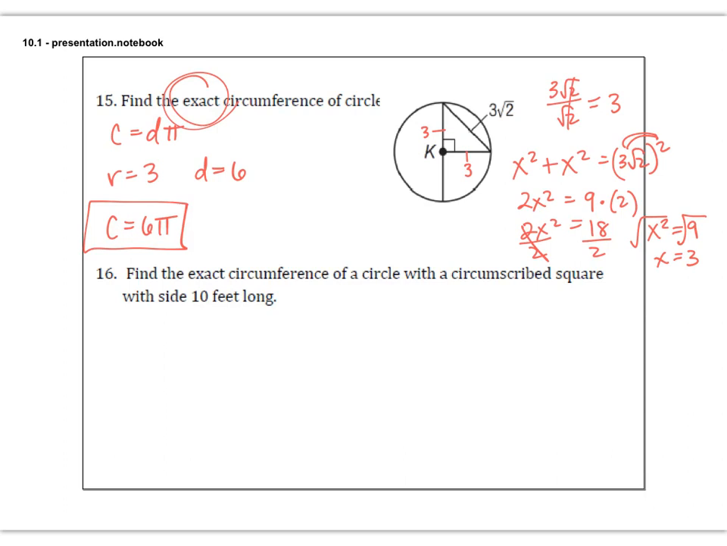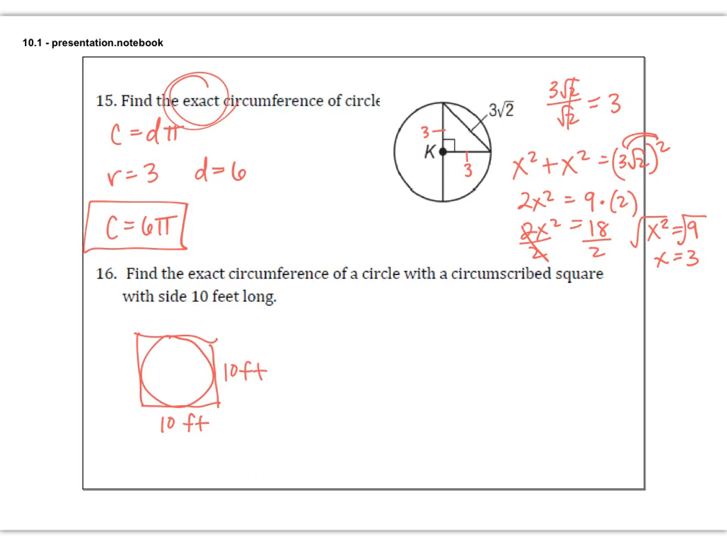Last but not least, find the exact circumference of a circle with a circumscribed square. Think about this. The square is circumscribed around the circle. So in this case, we're going to have a circle with a square on the outside. I'll read it again. Find the exact circumference of a circle with a circumscribed square that has side lengths of 10 feet. So there's our square.